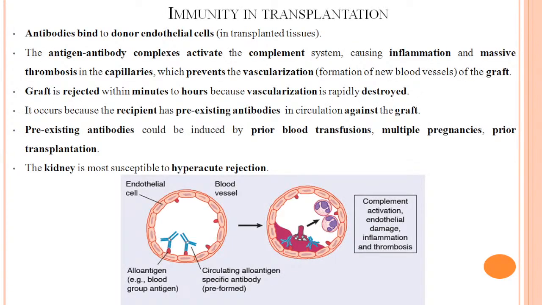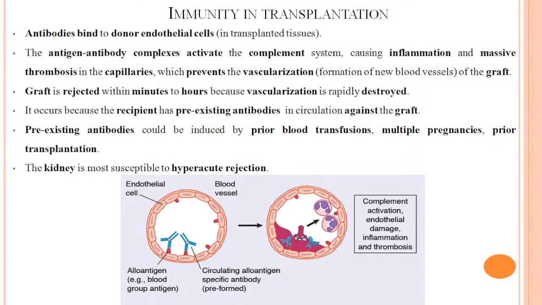The next one that we should talk about is immunity in transplantation. Firstly, I hope you know what transplantation is. Transplantation is the process of transfer of an organ or tissue or cells from one organism to another organism, from donor to recipient. Actually, transplantation is a very difficult process.